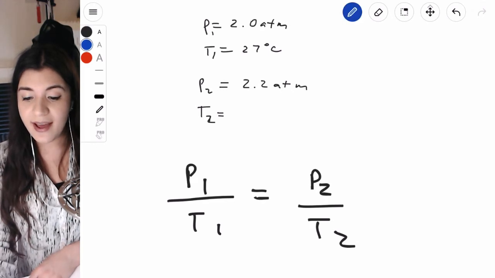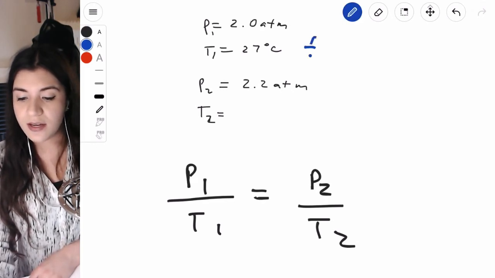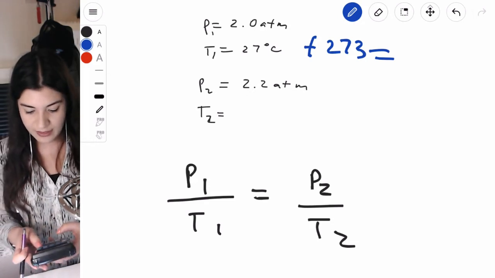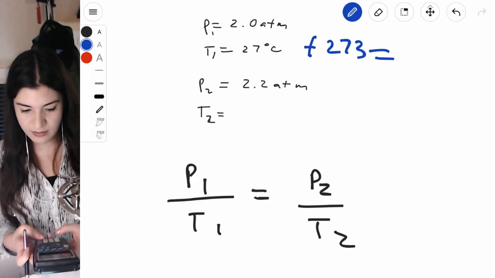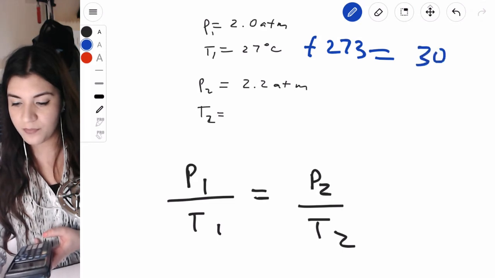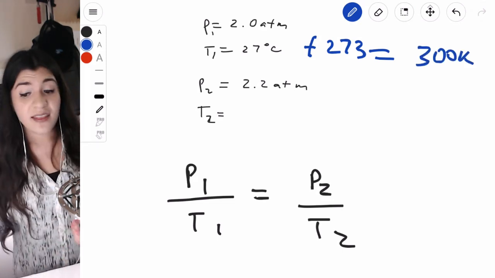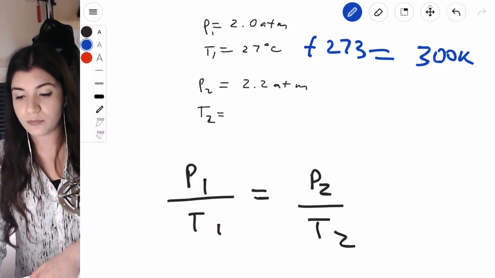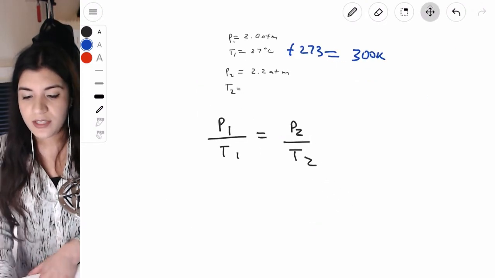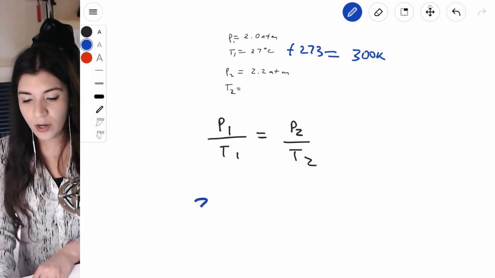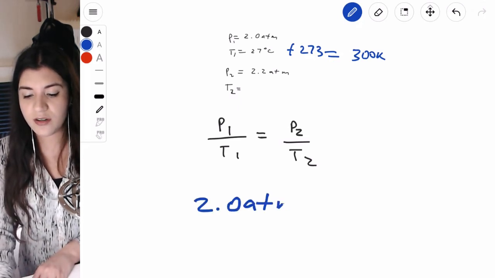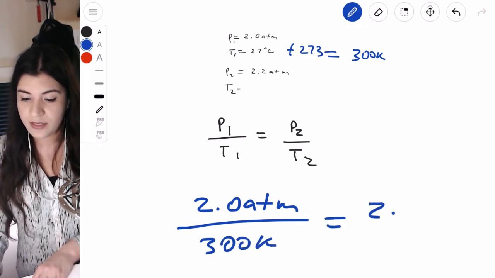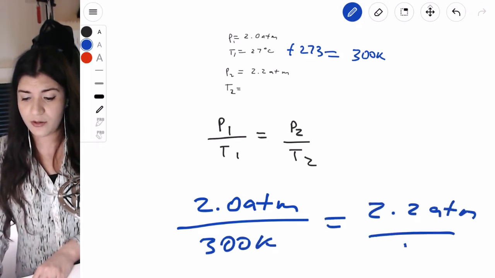Let's convert this to Kelvin by adding 273, and that will convert it to Kelvin. So it's, let's see what this gives us, 300. Okay. Now that is done, I'm just going to plug everything in and solve for T2. All right, so plugging everything in, pressure 1 was 2 atmospheres. Our first temperature, we changed it to Kelvin. This was our second pressure, and we're looking for T2.